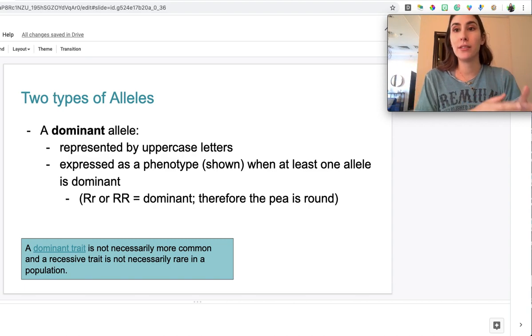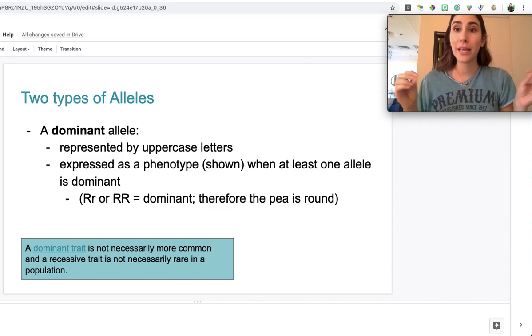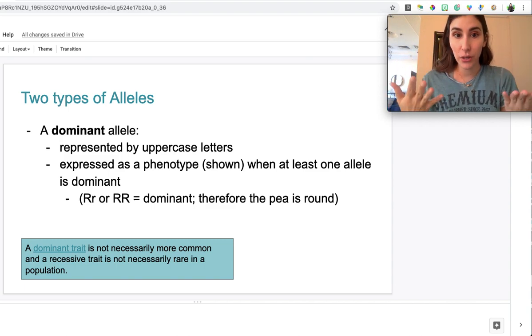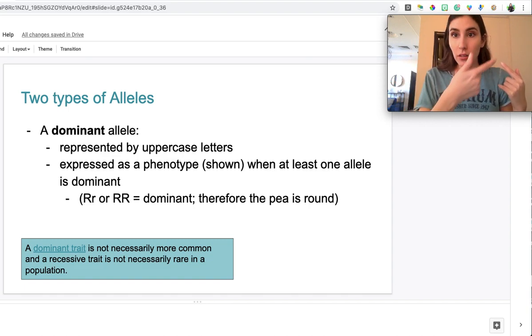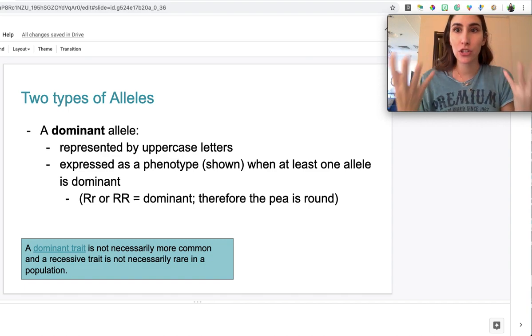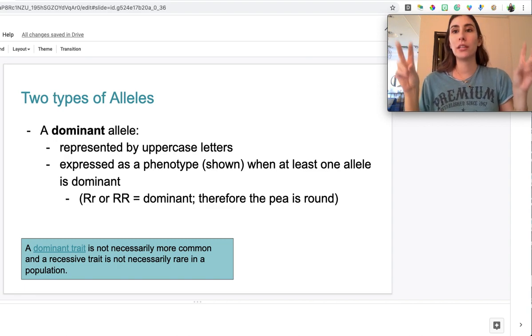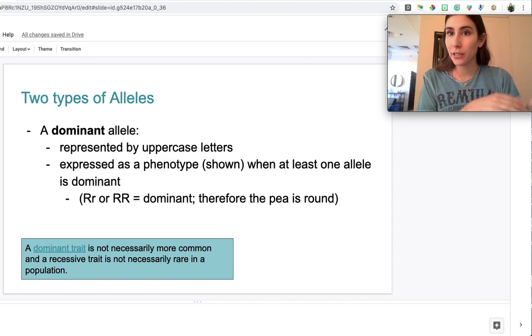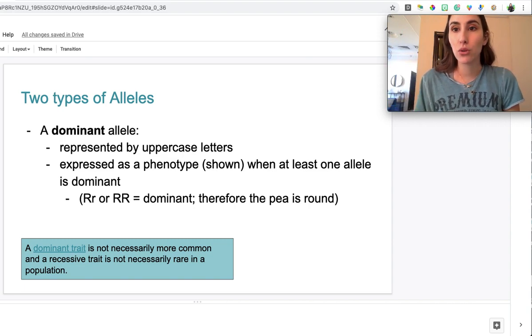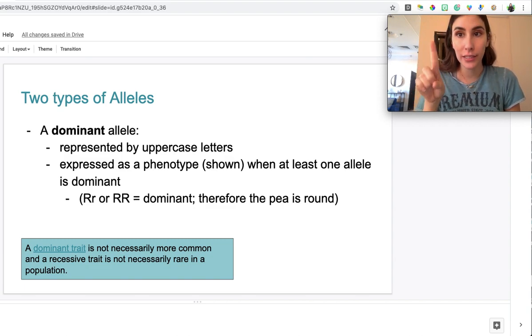It can either be a dominant allele, meaning that it will be expressed as a phenotype. And remember, phenotype is physical, so it is what we can actually see as a trait. So if the allele is dominant, then it will essentially mask the other allele, and it will show as a phenotype, as long as there is at least one dominant allele present.